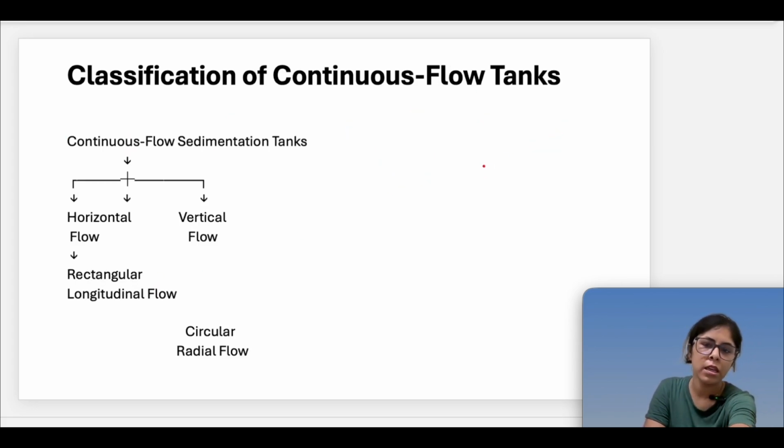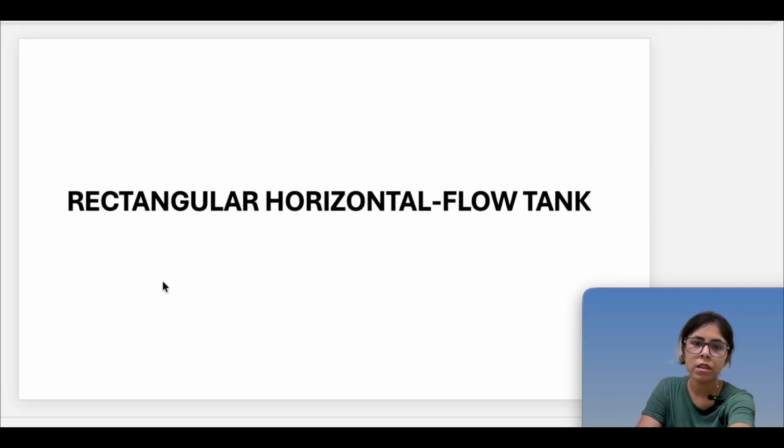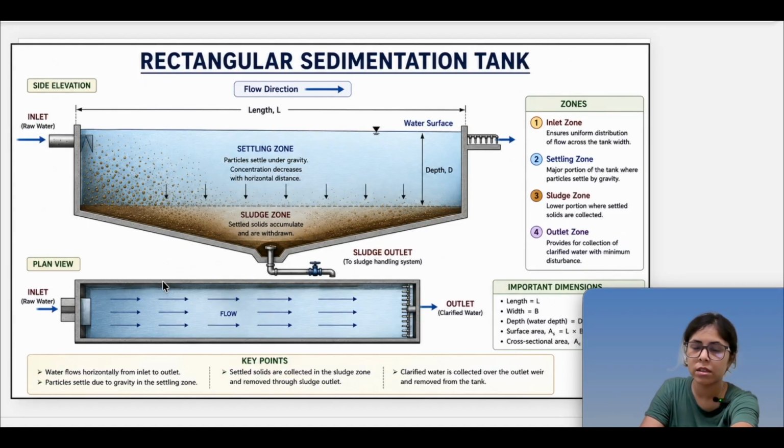Now we'll see further. In today's class we'll be seeing the continuous flow tank. Continuous flow tanks are of two types: horizontal and vertical. In horizontal, we have the rectangular, that is longitudinal flow, and then we have circular, that is radial flow. Okay, so let's see the first one, which is the rectangular flow tank.